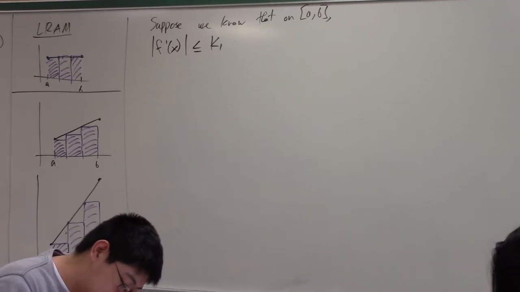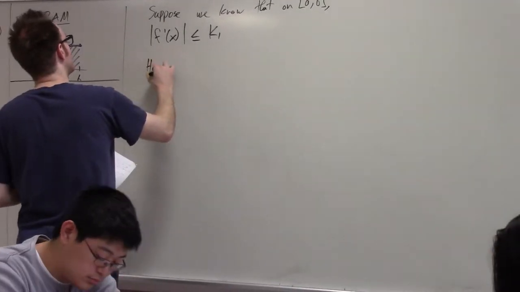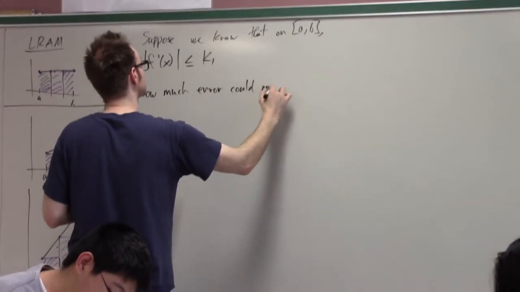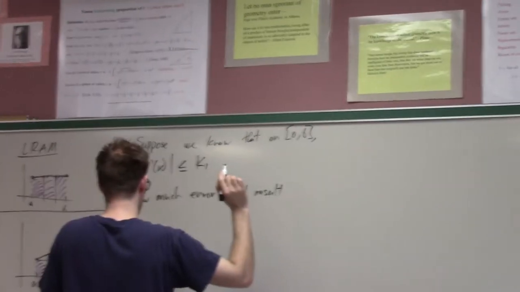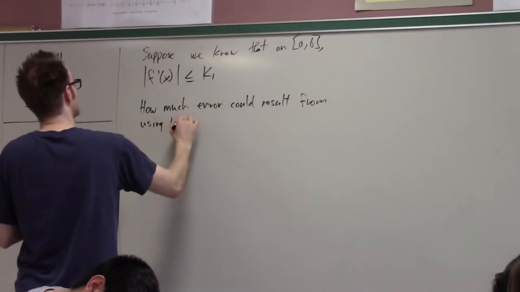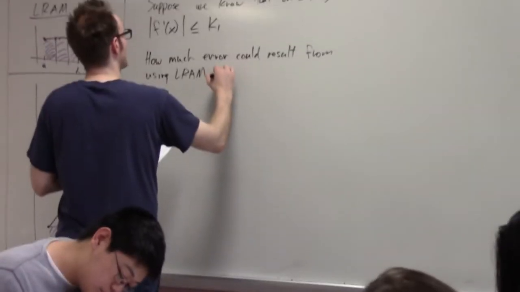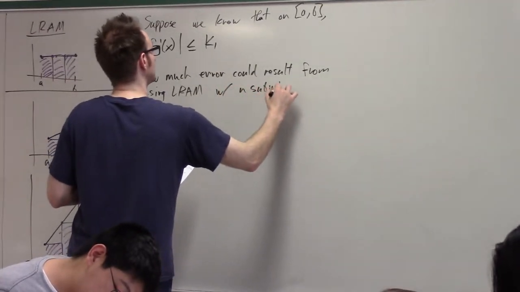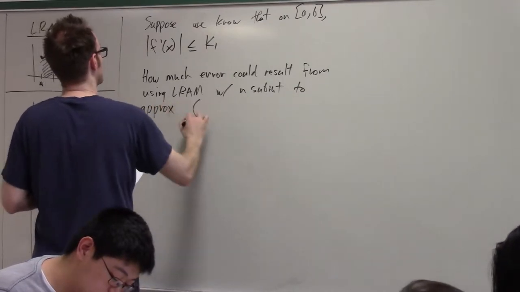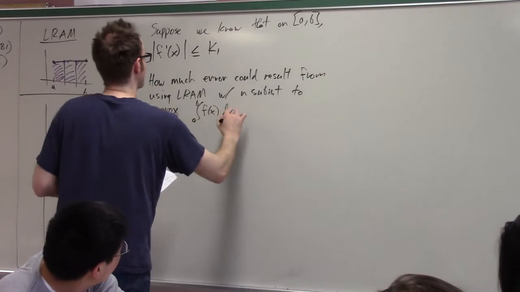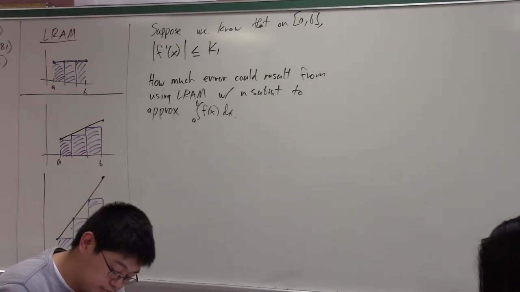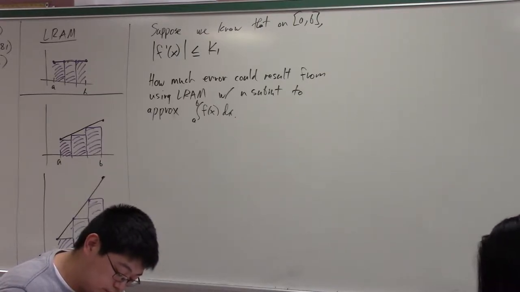And now we have to answer the question: how much error could result from using LRAM with n subintervals to approximate the integral from a to b of f of x dx? I want to approximate that integral using LRAM with n subintervals, and I know that the first derivative is guaranteed to be less than or equal to K1. How much error might happen?